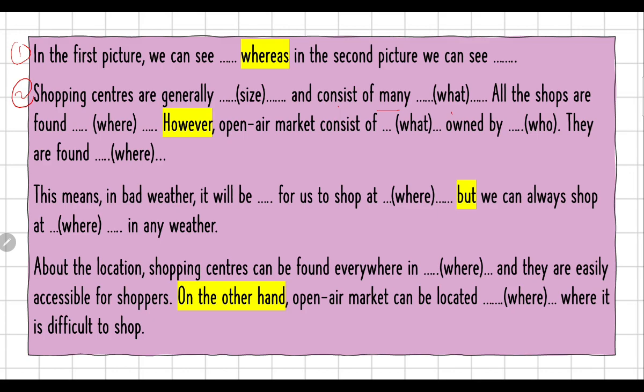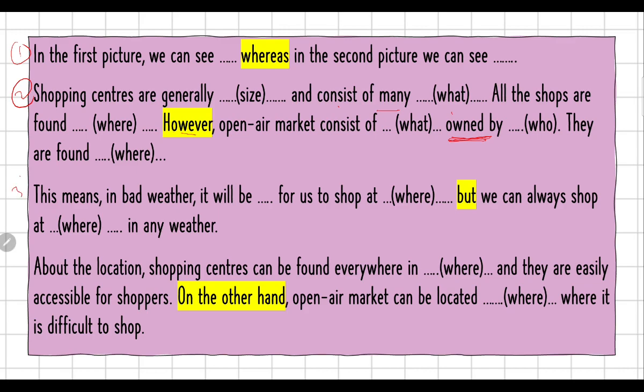However, manakala open air market consists of what? Owned by, dimiliki oleh who? They are found, mereka boleh ditemui di mana? Alright, that is how you compare. The word however means manakala. First, you talk about one place and then manakala, you talk about the second place.